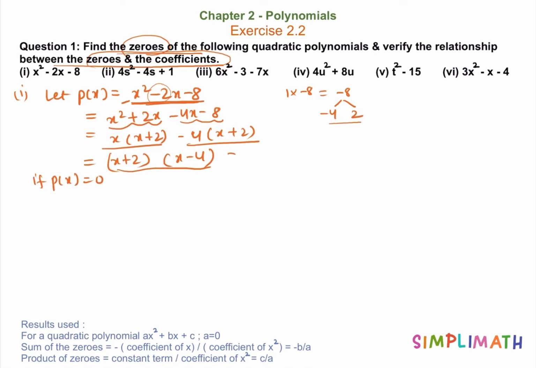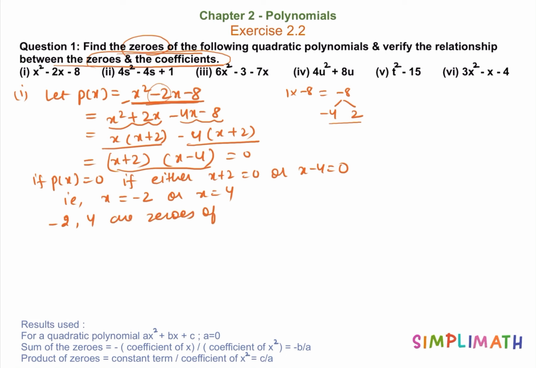So we can find the zero of the polynomial p of x if p of x equal to 0. That means this thing equal to 0. That is if either x plus 2 equal to 0 or x minus 4 equal to 0. That is, I can say if x equals minus 2 or x equals 4. So minus 2 and 4 are the zeros of polynomial p of x.